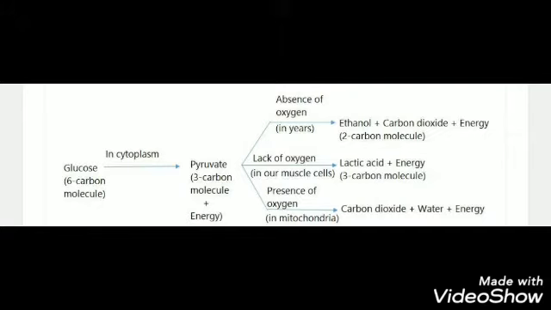In muscle cells, the glucose again is converted into pyruvate in the cytoplasm, and in the cytoplasm itself, because of the lack of oxygen, it will divide to form lactic acid and energy. Here also energy will be in very less amount, 2 to 4 ATP molecules. Whereas in mitochondria, the glucose will first divide to pyruvate molecules in the cytoplasm, and then the pyruvate molecules will further divide in the presence of oxygen in mitochondria to form carbon dioxide, water and lots of energy, roughly 36 to 38 ATP molecules.